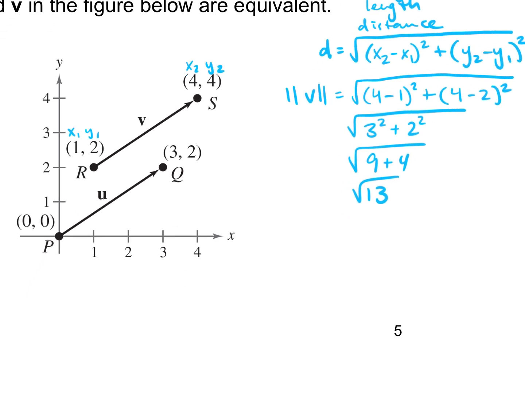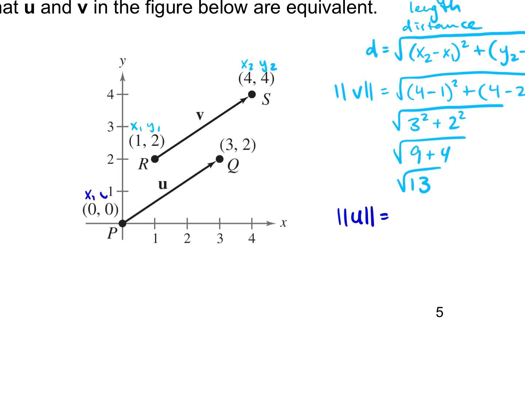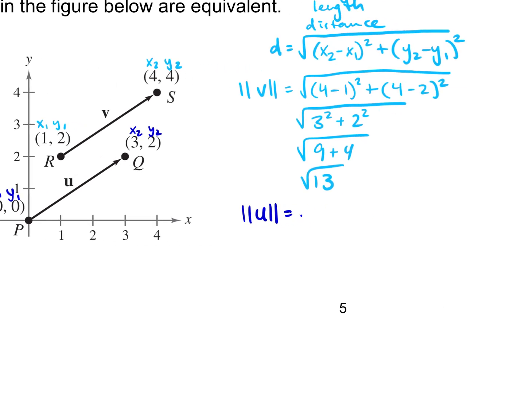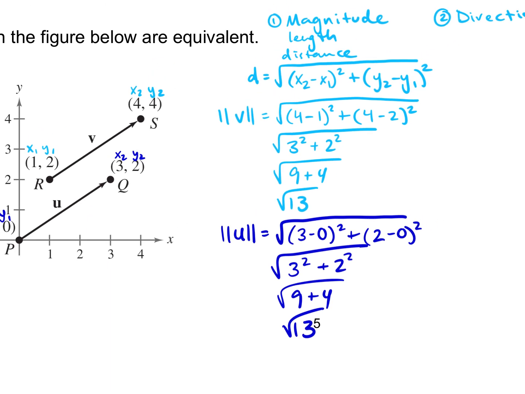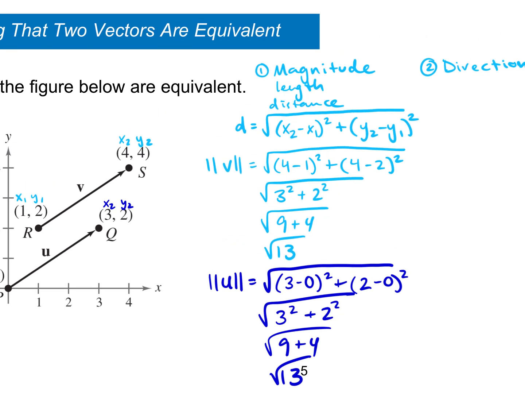Let's do the same thing for vector U. Again, we're going to use our distance formula. I'll call my initial point x1 and y1, my terminal point x2 and y2. So here I have the square root of 3 minus 0 squared plus 2 minus 0 squared. So the square root of 3 squared plus 2 squared, so square root of 9 plus 4, which would be the square root of 13. Are the magnitudes the same? Yes. So I'll put a check mark there.